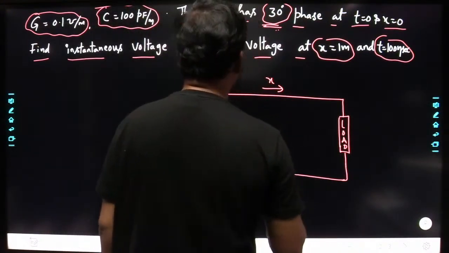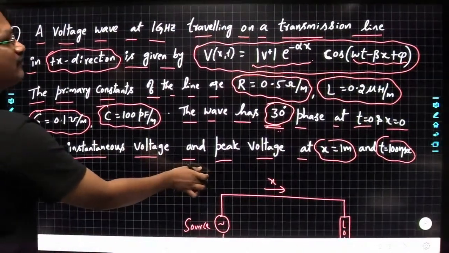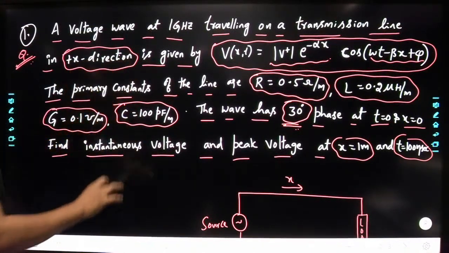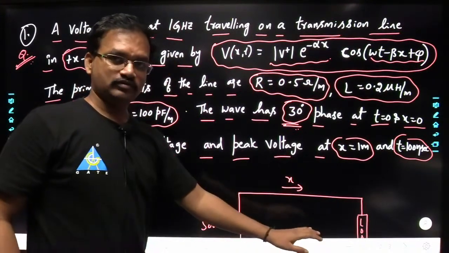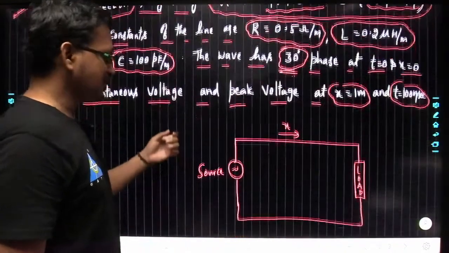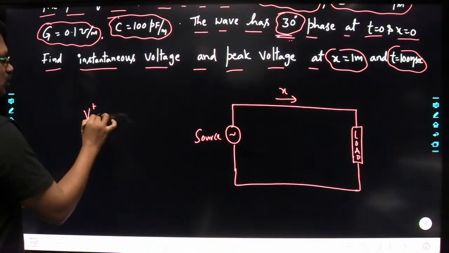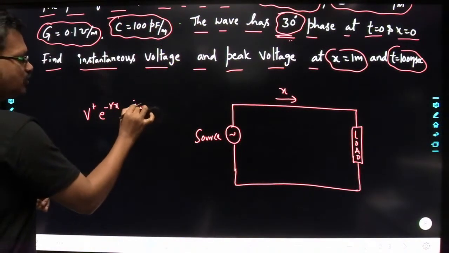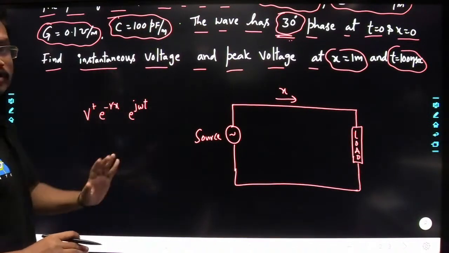So they have given a voltage wave traveling on a transmission line in positive x direction. That means they have given a forward traveling wave on the transmission line. Yes or no? In general, the forward traveling wave we have represented as V plus into e power minus gamma x into e power j omega t. So this represents the forward traveling wave.